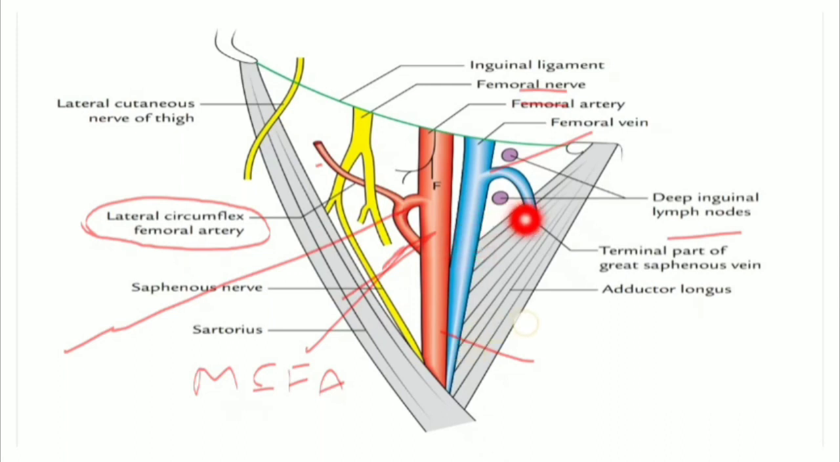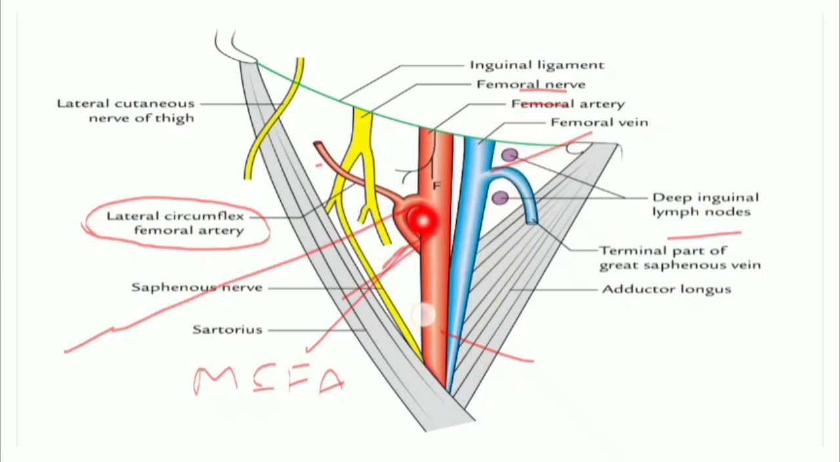Apart from the superficial ones, you will have 2 extra tributaries, not branches, very sorry. One is the great saphenous vein, and another one is the profunda femoris vein. In the artery we had the profunda femoris artery, right? So here we will have the profunda femoris vein. That's it. So, the femoral nerve.